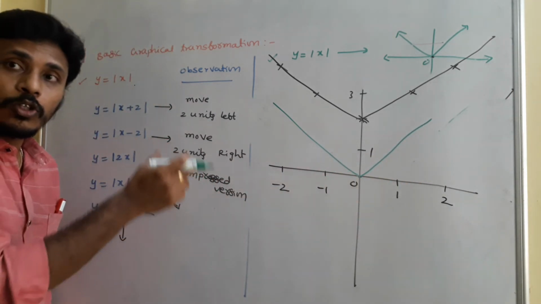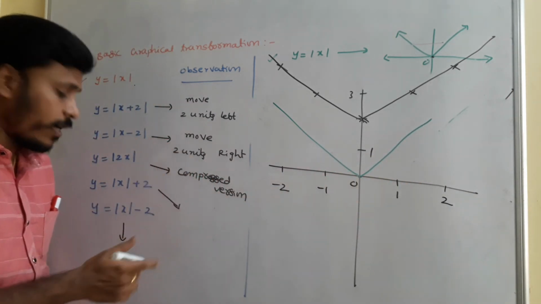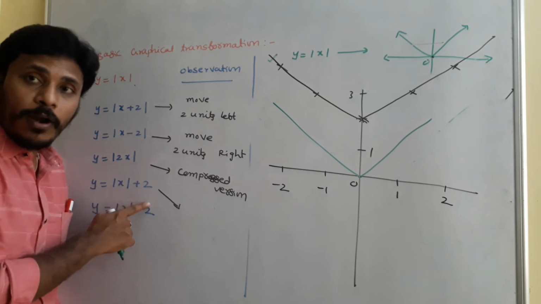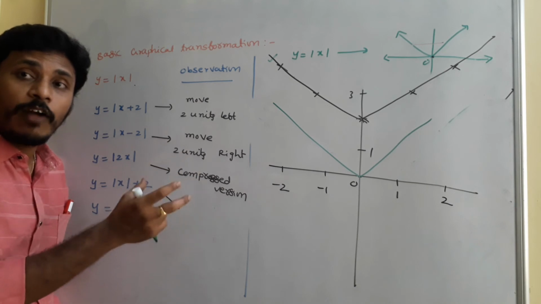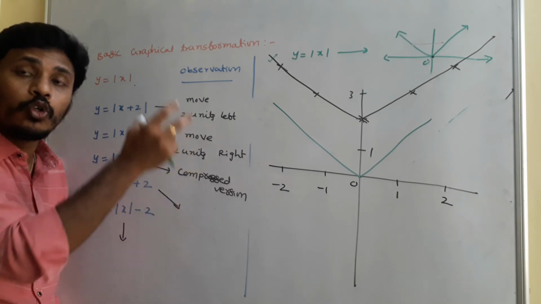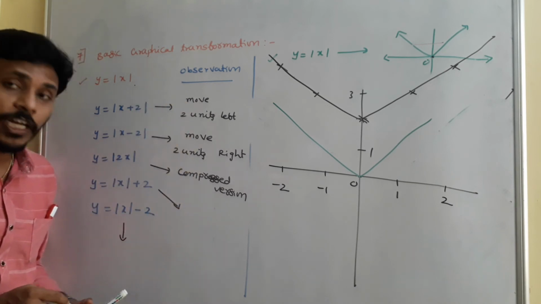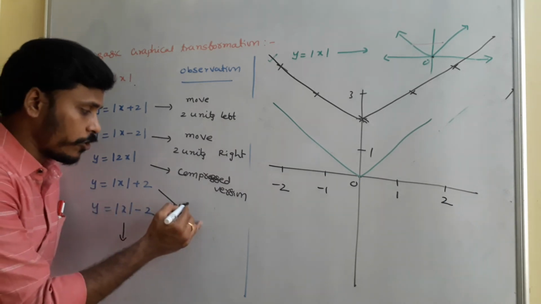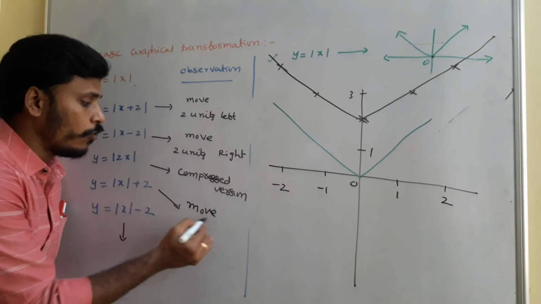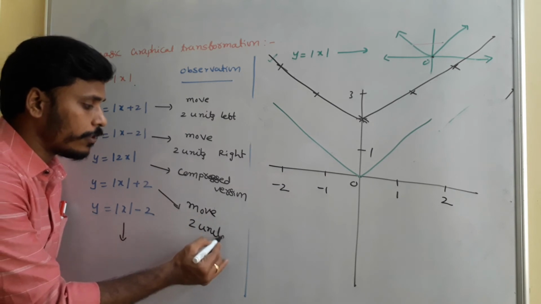If you look, the two graphs are the same, but the graph of y is equal to mod x plus 2 we just get by moving the graph of y is equal to mod x 2 units upward. We need to observe that thing here. So y is equal to mod x plus 2. You just move 2 units upward.